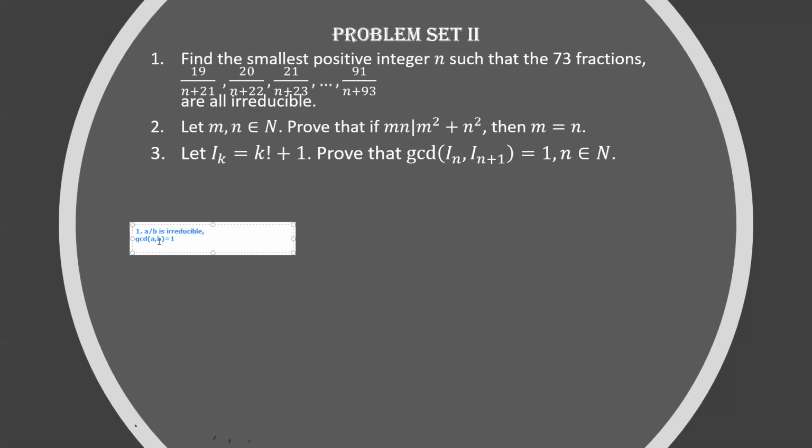So now see, we have to find the value of n such that GCD of n plus 21 comma 19 is equal to GCD of n plus 22 comma 20 is equal to GCD of n plus 23 comma 21 and so on till GCD of n plus 93 comma 91.